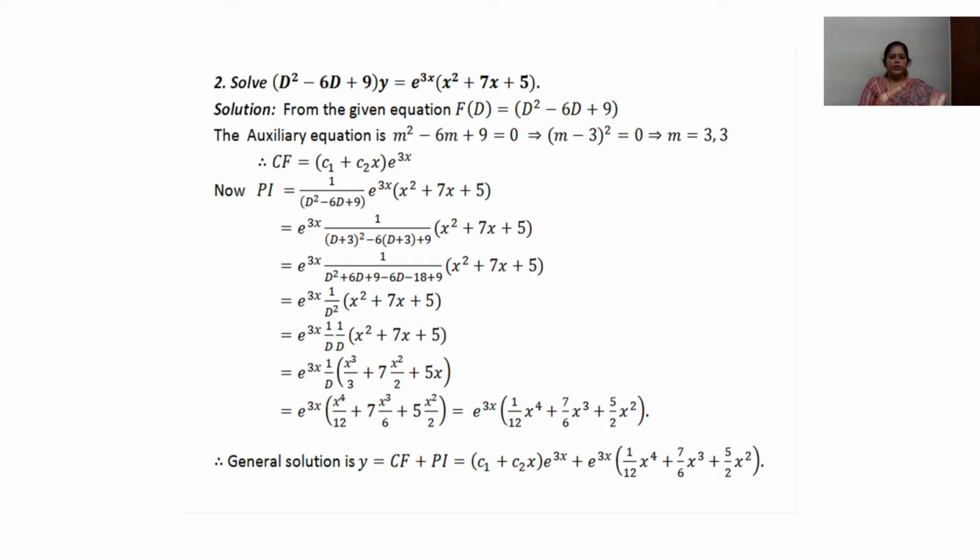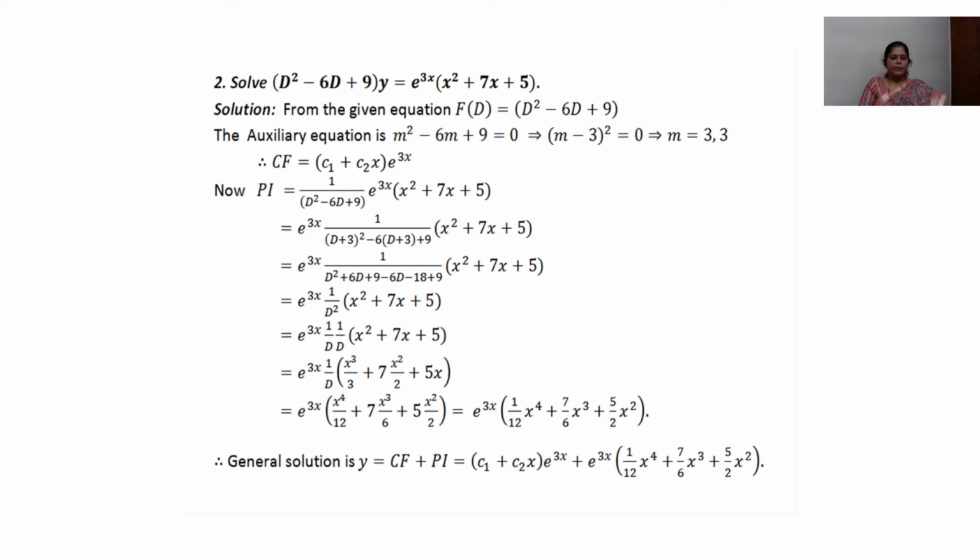So now we have to expand with the (a plus b) whole square formula in the denominator and simplify. We'll get e to the power 3x into 1 over D square plus 6D plus 9 minus 6D minus 18 plus 9, into x square plus 7x plus 5. So here 6D will cancel. Then minus 18 plus 18 also cancel. We have only 1 by D square. So e to the power 3x into 1 by D square into x square plus 7x plus 5.